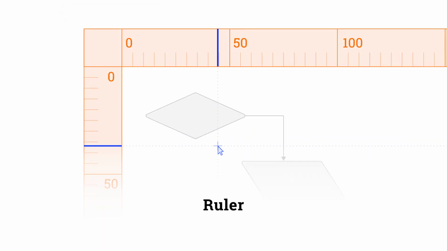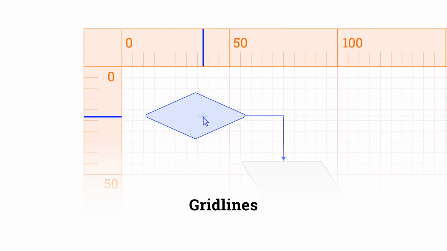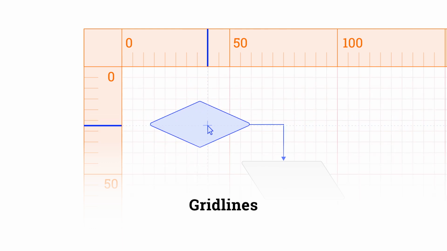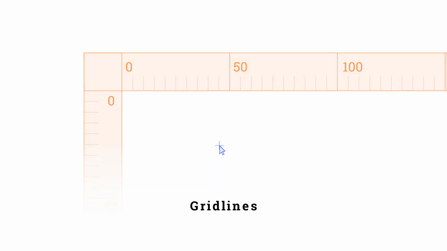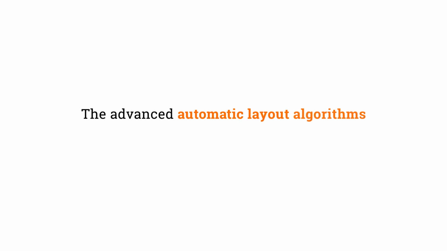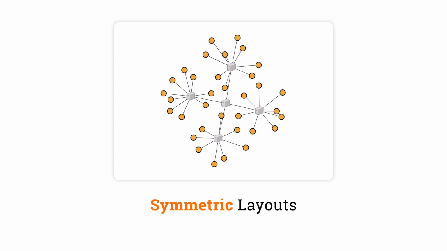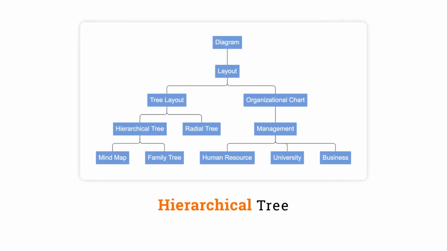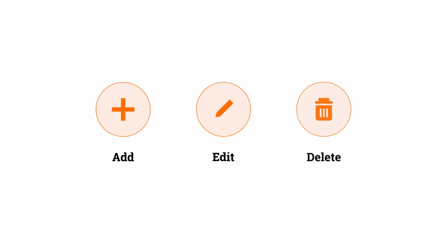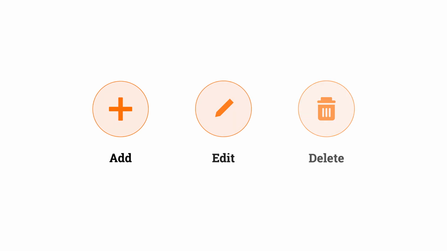Ruler helps to easily track a point where nodes or connectors are present on the diagram surface. Grid lines provide visual guidance while dragging or arranging objects on the diagram surface. The advanced automatic layout algorithms help to auto-arrange nodes and connectors for the built-in symmetric layouts, hierarchical tree, and radial tree. Easily perform CRUD operations like add, edit, or delete for any of the nodes or connectors.